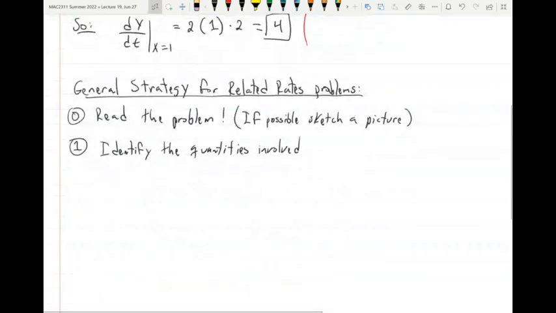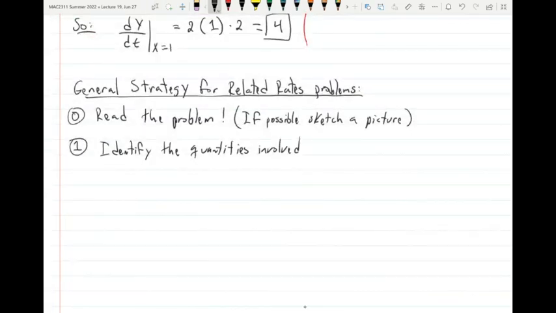So the first thing is that you need to be able to identify the quantities involved. So what's the second step that you should do? Once you identify the quantities, then go ahead and identify all the data, all the information that is provided about these quantities in the problem. Okay? So identify the given information.